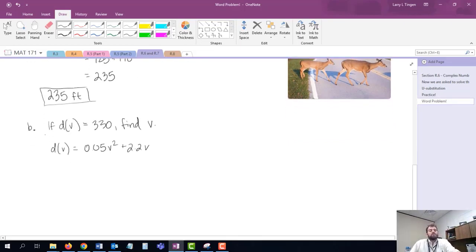All right, so there's the equation, and they're telling us that the distance that I want to stop in is 330 feet. So that means d of v is 330, not v is 330. That's the grand temptation here.